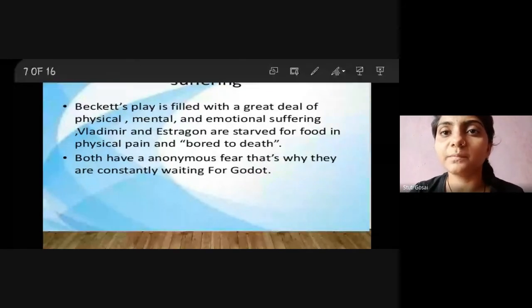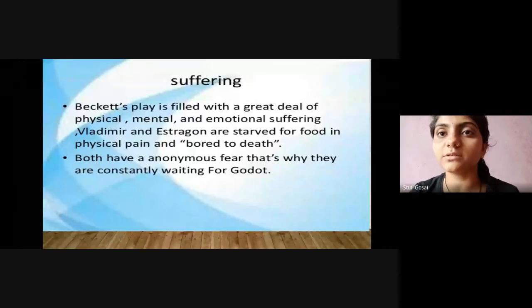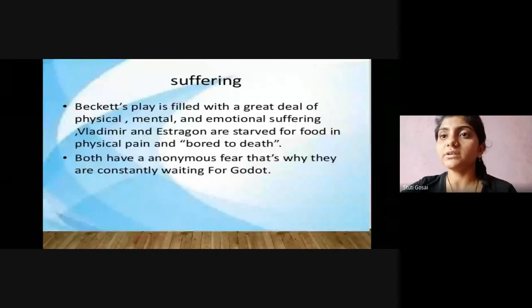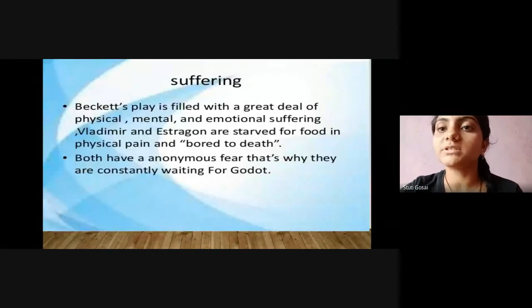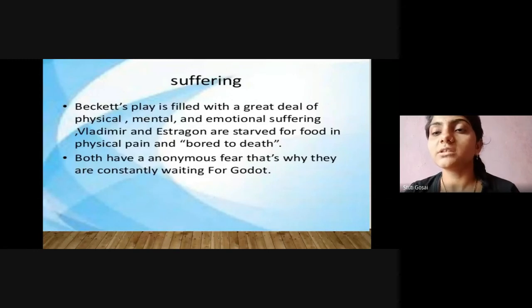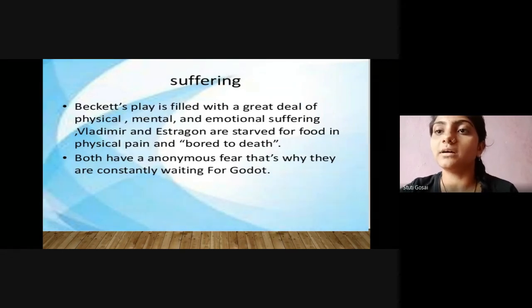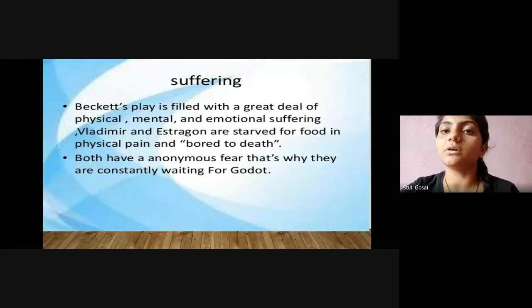Both have enormous fear, which is why they are constantly waiting for Godot. Suffering is a constant and fundamental part of human existence in Waiting for Godot. Every character suffers, and suffers always with no seeming repair in sight. The hardships range from the physical to the mental, from the minor to the extreme.